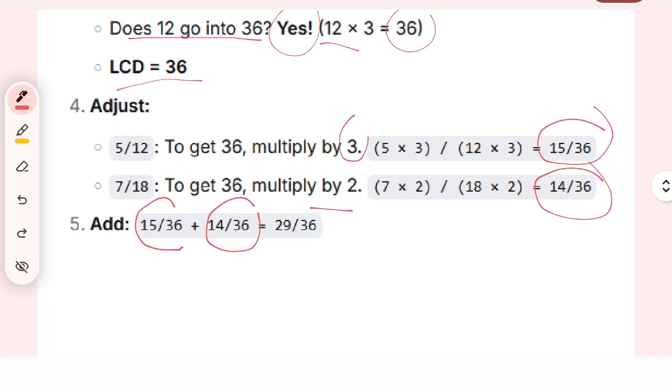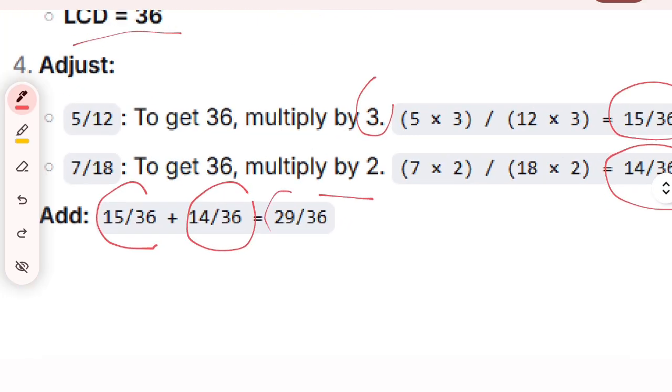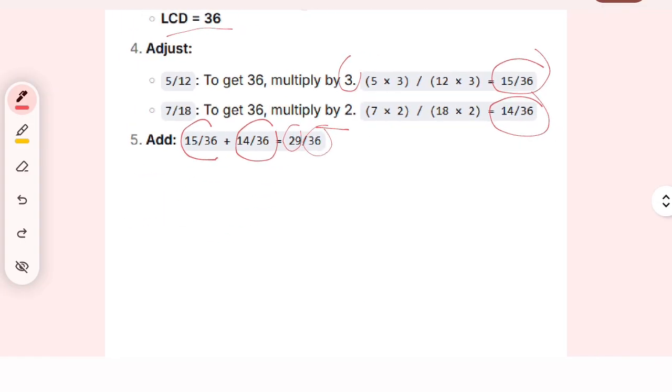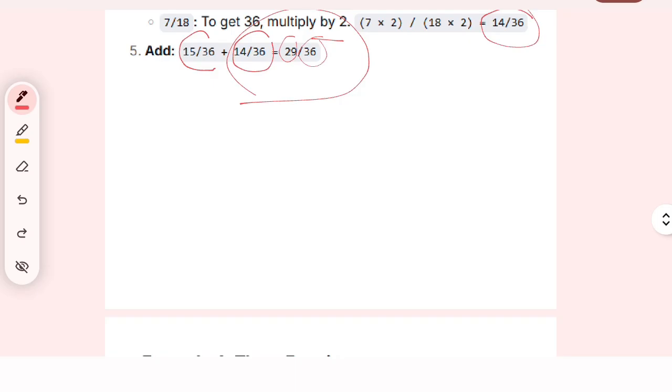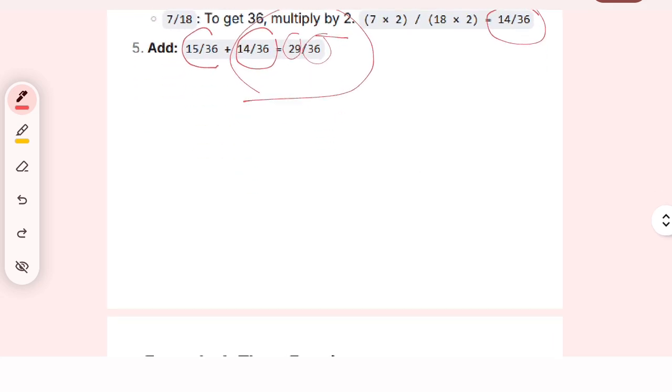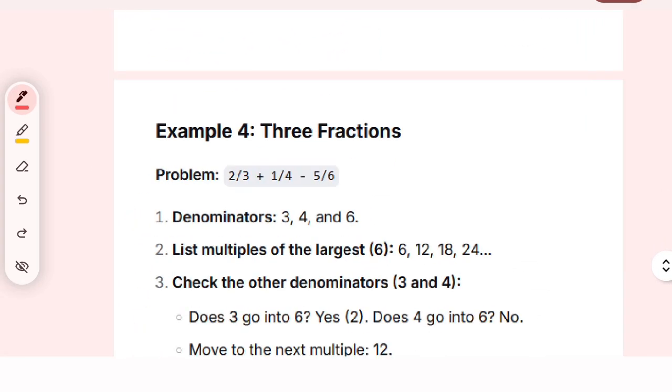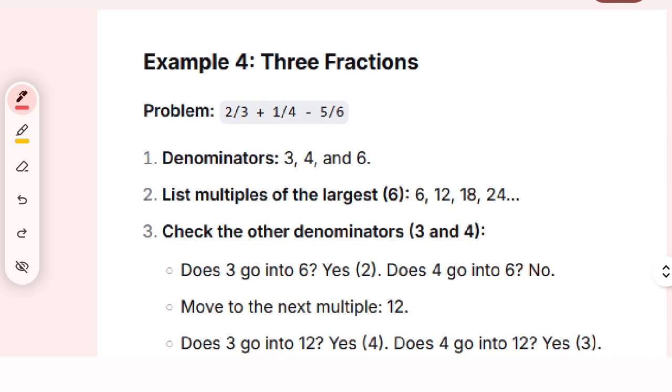We can now add both fractions because they are like fractions. So 15 plus 14 is 29, and then 36. So the answer is 29 over 36. And you can convert it into a mixed number if you want it to be the final answer. Now let's go to the next example.